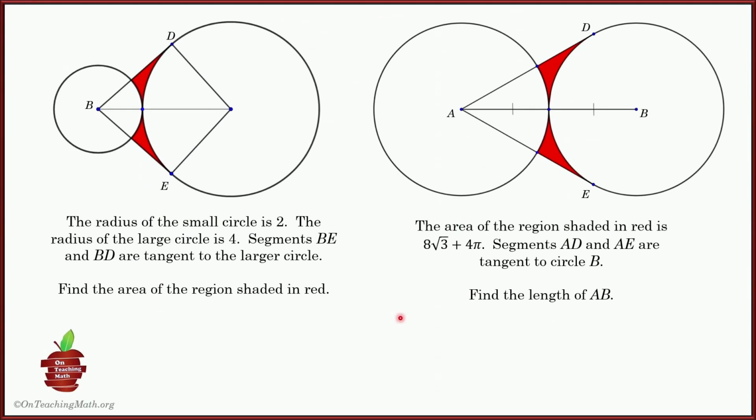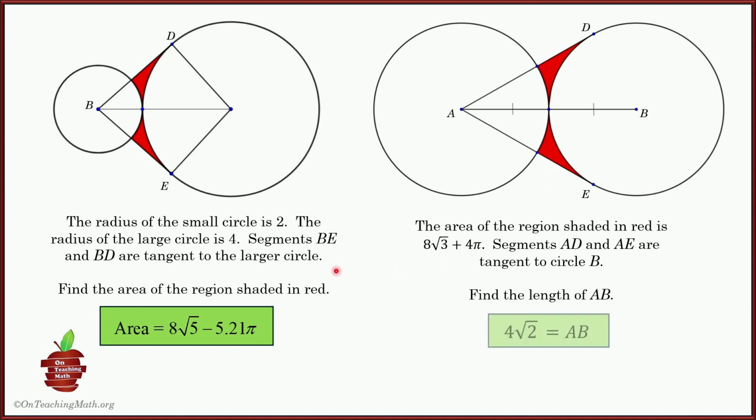Let's take a look at our original questions right here. Our very first one we did together, and we found out that the area was 8 root 5 minus 5.21 pi. And we used that to help us figure out how to find out the length, knowing that the area of the red region is 8 root 3 plus 4 pi. And we found out 4 root 2 was the distance. I think that's pretty cool. Hey, could you maybe, with this kind of information, write your own question? It would be kind of similar to these. I don't know. I hope so. I think that would be kind of a cool thing.